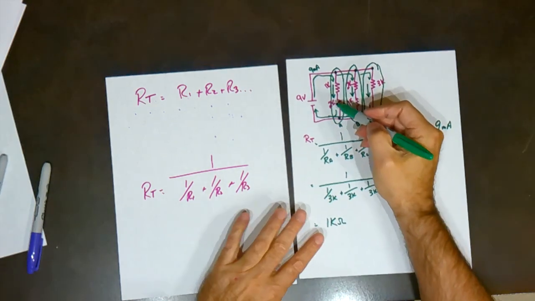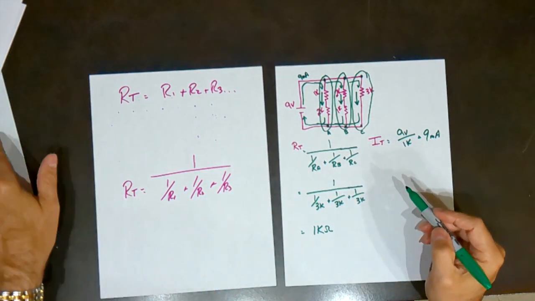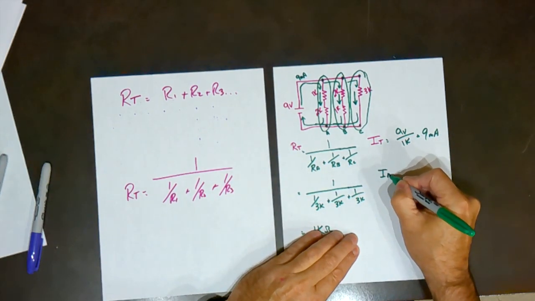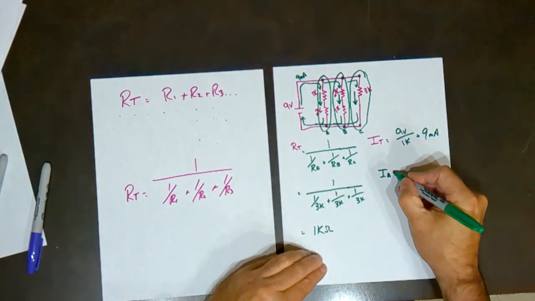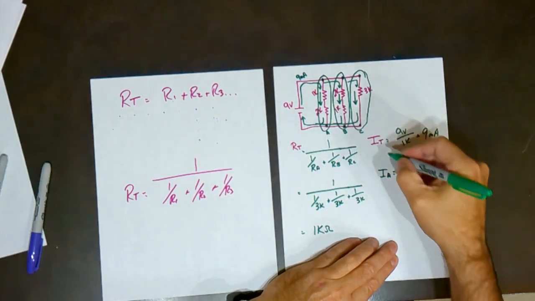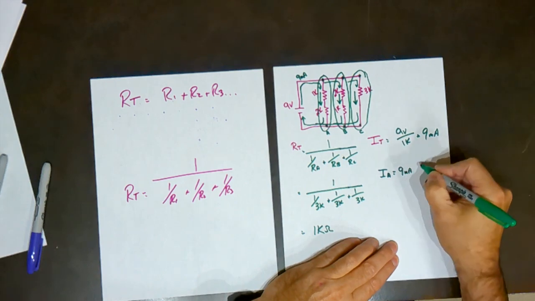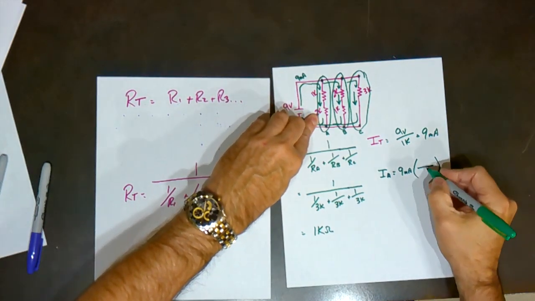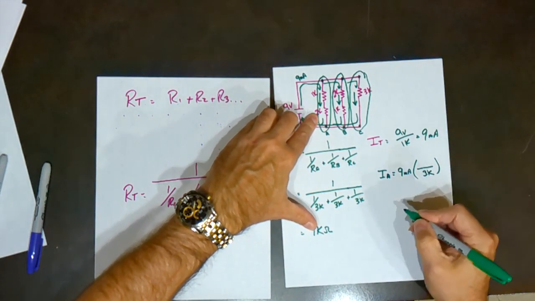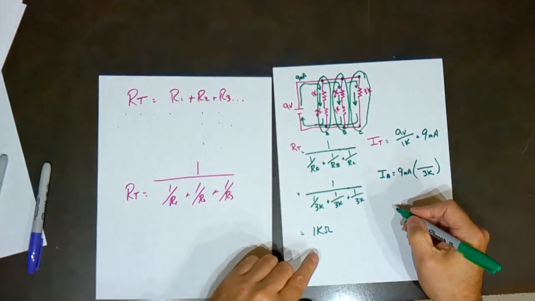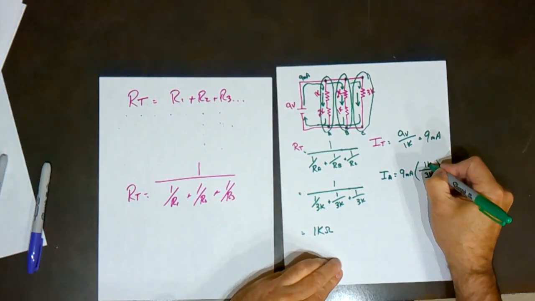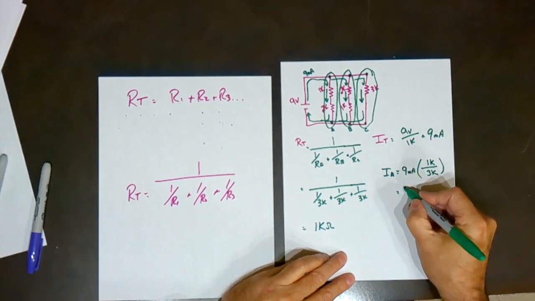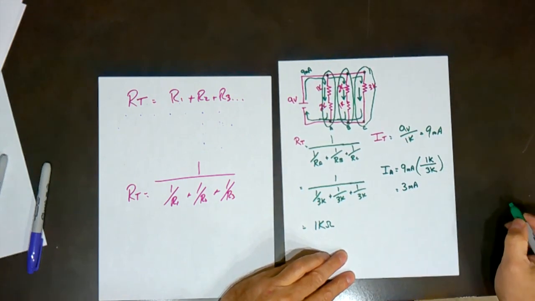So if we want to use the current divider formula, again, it's on our formula sheet. We can say that the current through branch A is equal to 9 milliamps, the total. This is the branch we concern ourselves with, so that's a 3K branch. And all of this in parallel worked out to be 1K. So 1/3 of 9 is 3 milliamps.